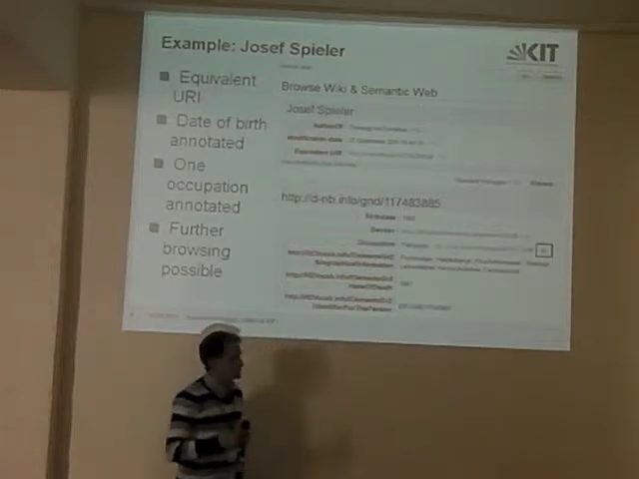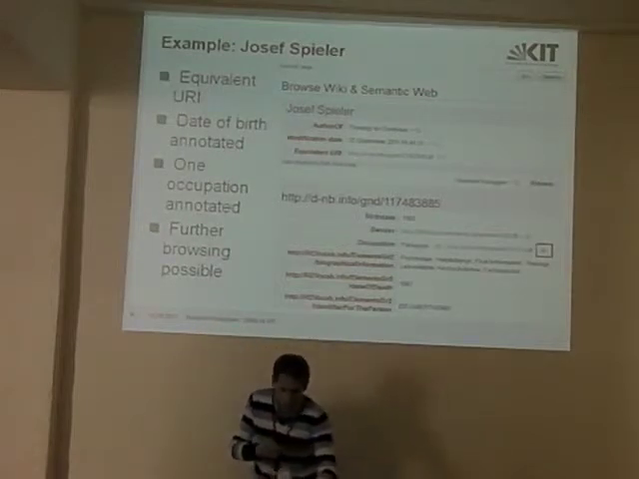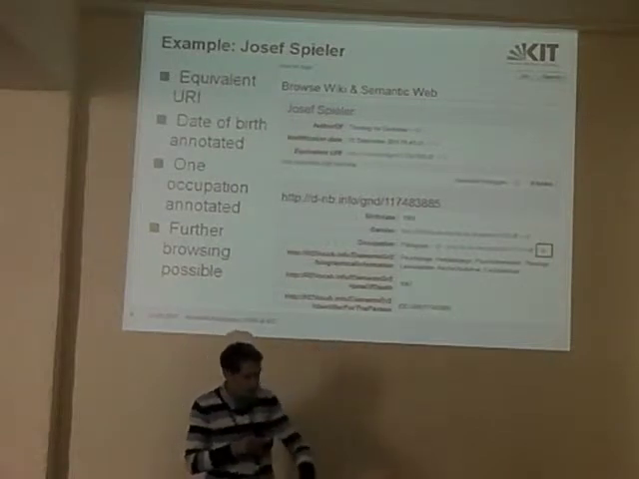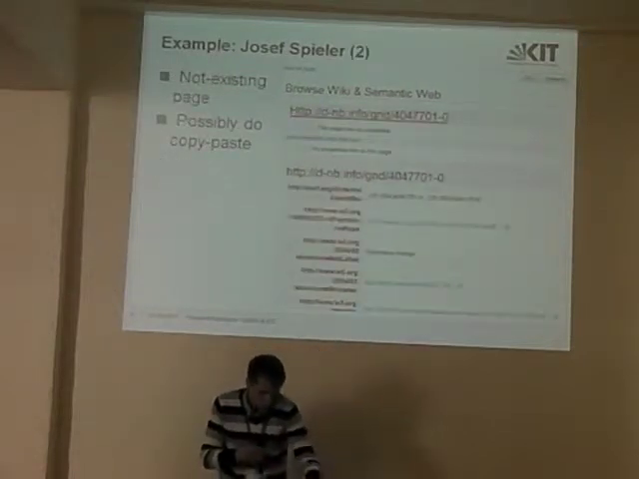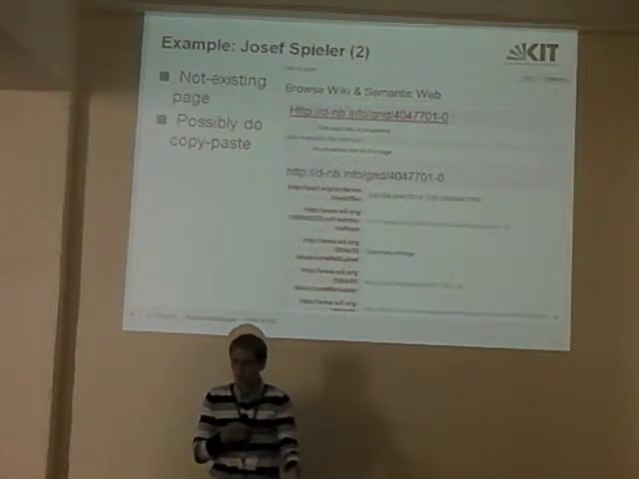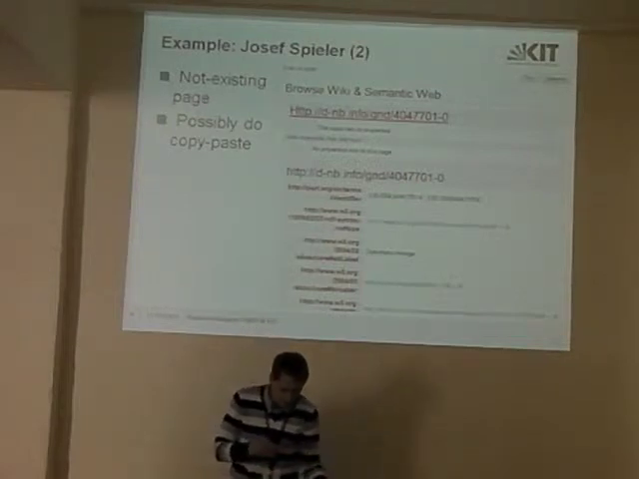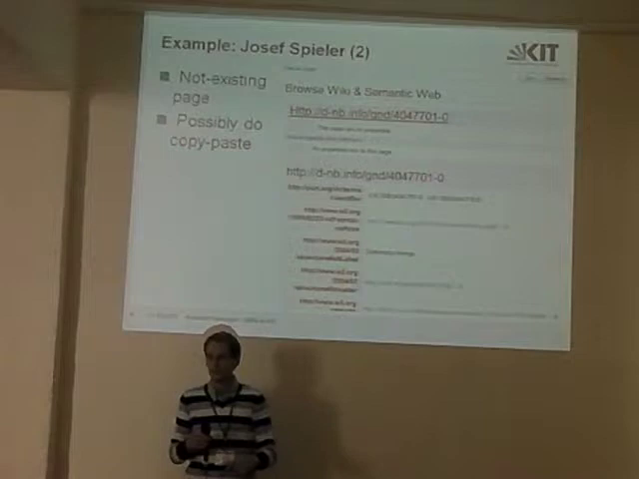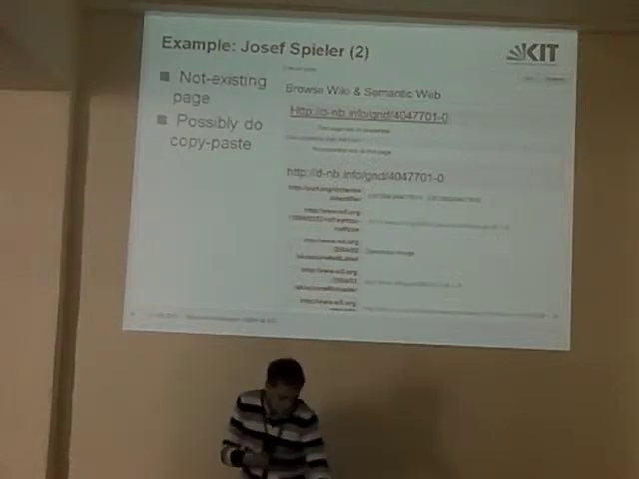wiki. And further browsing is possible, because if you click on the eye on the right side, you can find out what the second occupation of Josef Spieler was. And here you see it, it's Diplompsychologe, and now you could do a kind of educated copy and paste and put that into your wiki, and then it would show up not as a URI, but in this case as a page.